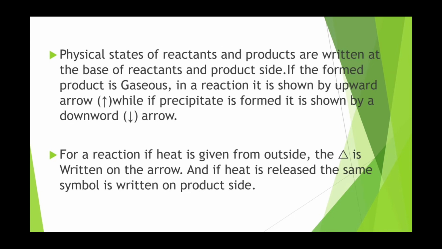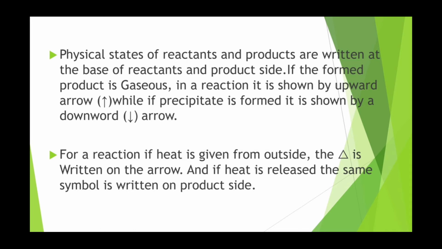Now, if it is about the product side, if gaseous substances are released, then we have to show an upward arrow for that product, as well as if a solid or any precipitate is formed, it is shown by a downward facing arrow. The upward arrow and downward arrow symbols are seen here in the first statement.